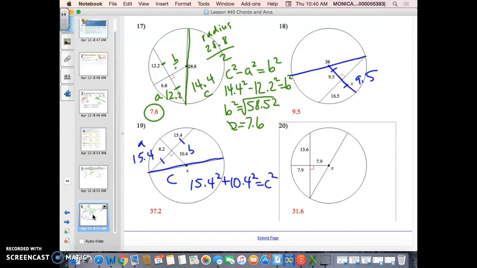And that's going to give me c squared, which, no, that's just the radius. So when I work this out, and then I take the square root, I get 18.5. So this part right here is 18.5, but this part as well is 18.5 because it's two radiuses. So if you put them together, you get 37.2.